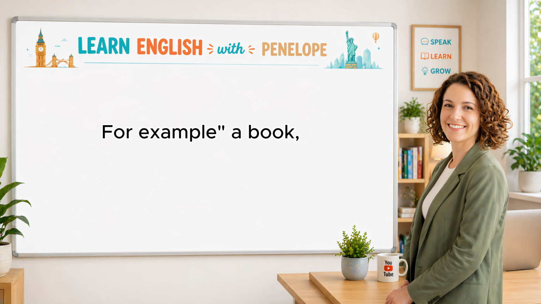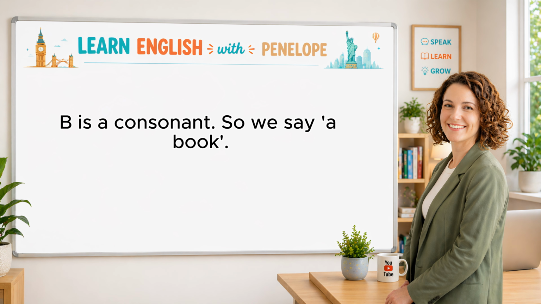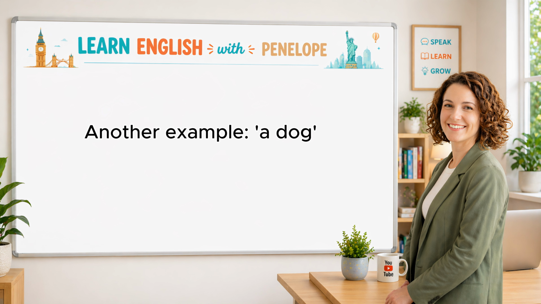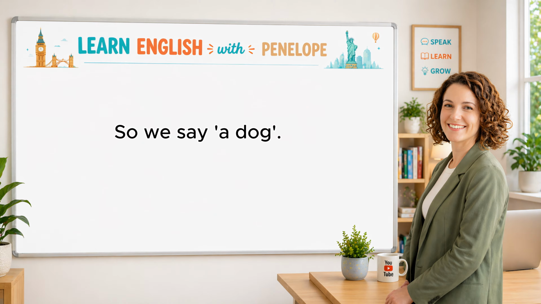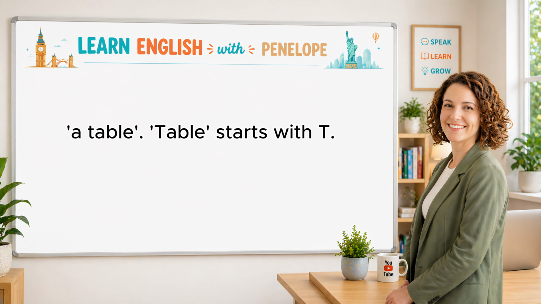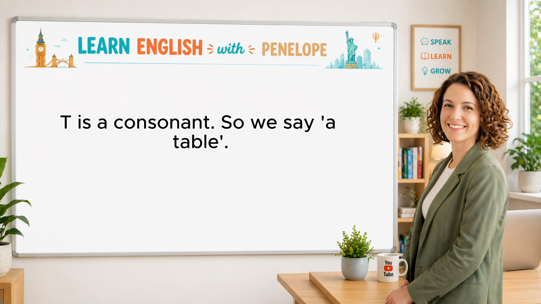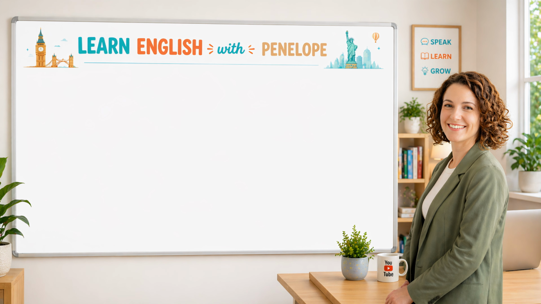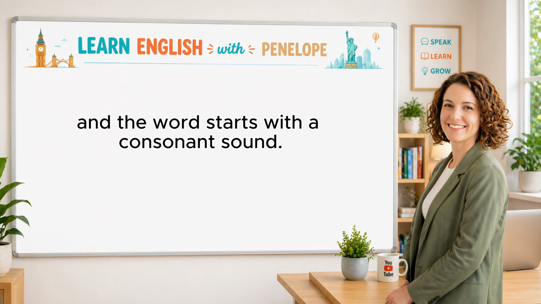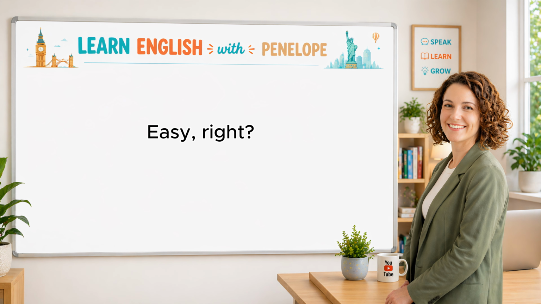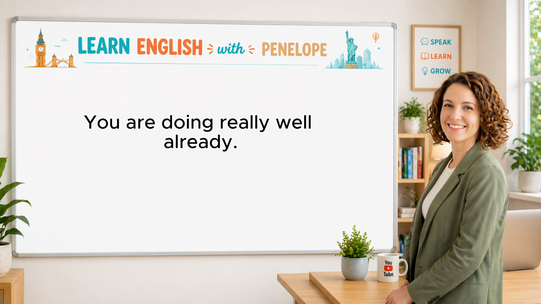For example, a book. Book starts with the letter B. B is a consonant. So we say a book. Another example, a dog. Dog starts with D. D is a consonant. So we say a dog. Another one, a table. Table starts with T. T is a consonant. So we say a table. That is the main rule. One thing, and the word starts with a consonant sound. Easy, right? You are doing really well already.